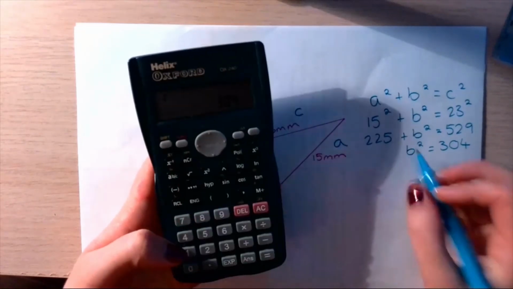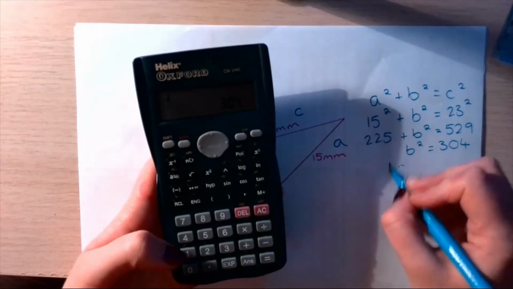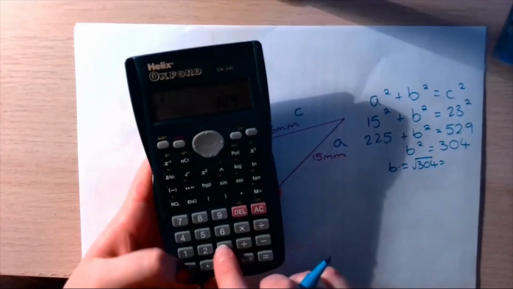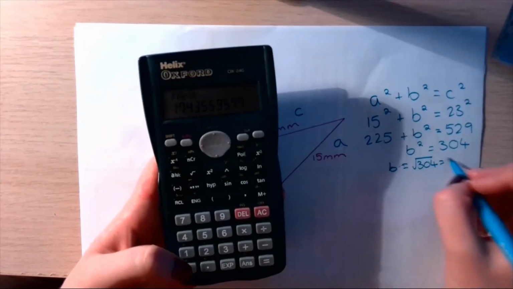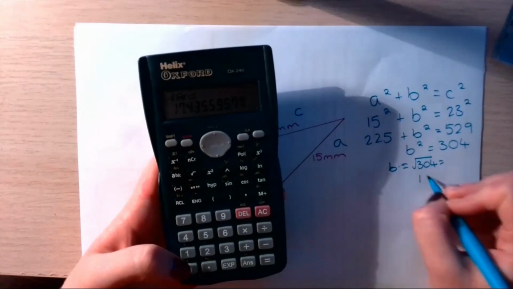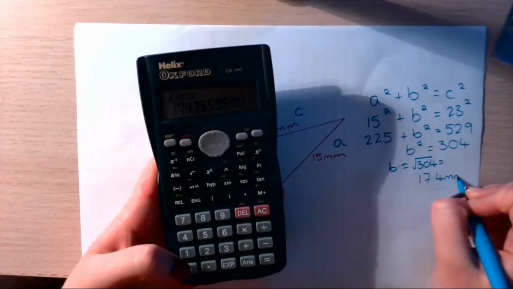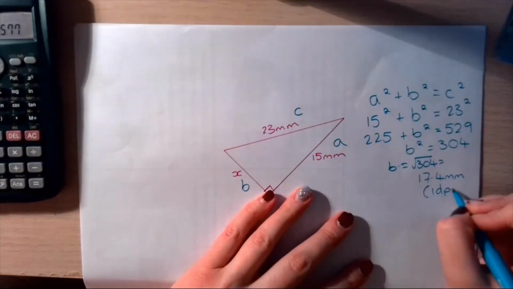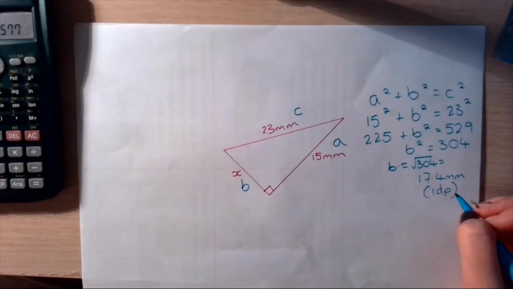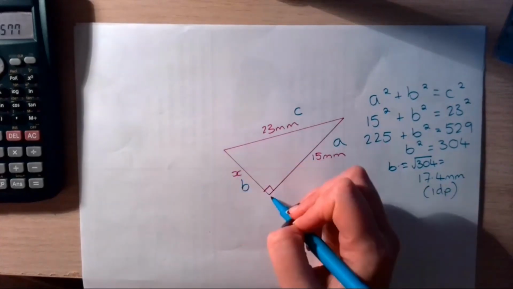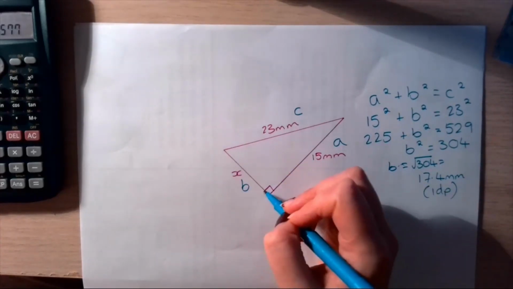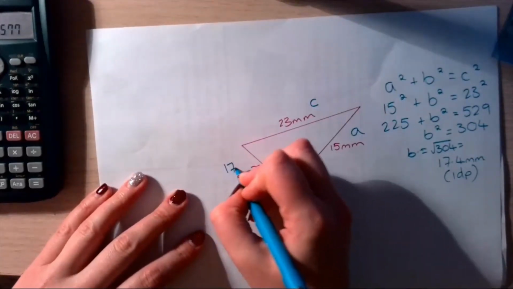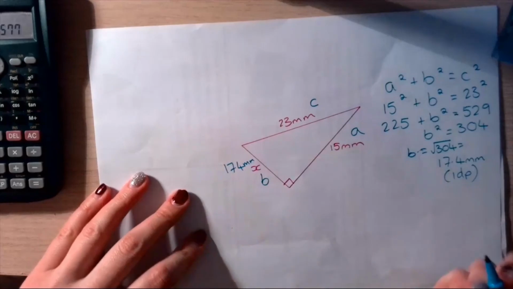Then b equals the square root of 304, which is 17.4 millimetres this time. Just be wary not to put millimetres or centimetres squared, because these are lengths that we're calculating. We're working out a length, so it's not a square value. So 17.4.